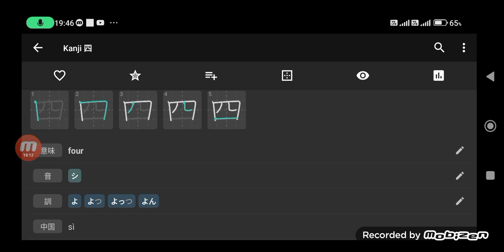It's yo. Example, yojigen, 4-dimensional, yojigen. Yotsu, meaning the 4th. Again, may I emphasize the letter T? There's a consonant doubler, the small tsu, making it not just the ordinary yotsu, but yottsu, and the yon.